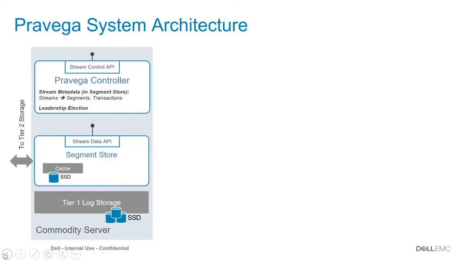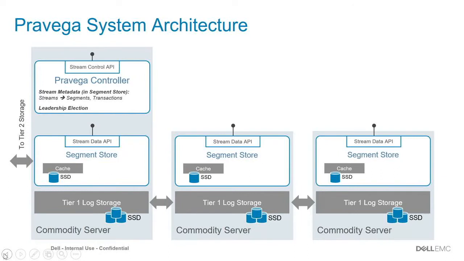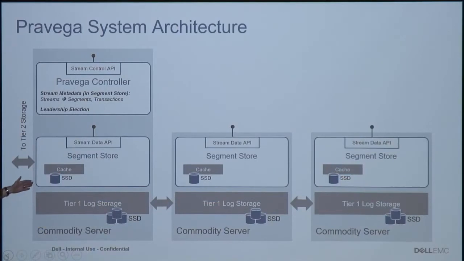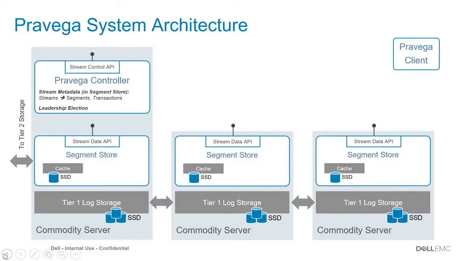Then we have a number of segment stores which handle the data path. The segment stores manage stream segments, and, like this diagram shows, they tier that between tier one and tier two storage automatically without the upstream layers knowing about it. We also have a client, which Tom talked about.